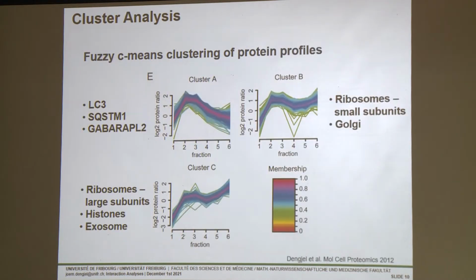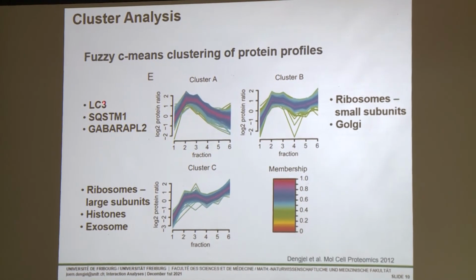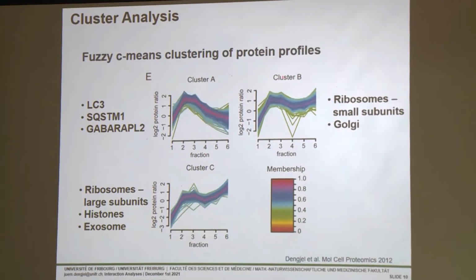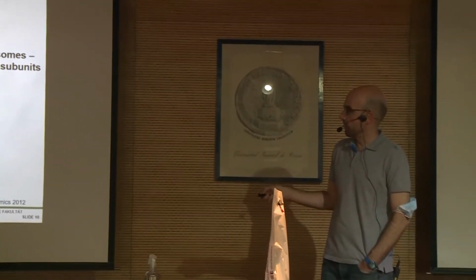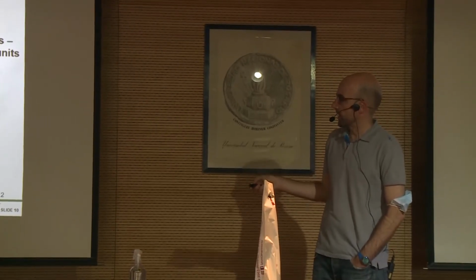And then with these thousands of protein profiles, what do you do? You do a cluster analysis. Here we used fuzzy C-means clustering, but you can use K-means clustering, basically any clustering analysis you would also use for transcriptomics data, for example. And then we came up in this example with 3 clusters. Cluster A we defined as autophagosomal cluster. So here we have all our known autophagosomal marker proteins plus many more. Cluster B would be ribosomes, Golgi, and cluster C would be ribosomes again, histones, exosomes, right?